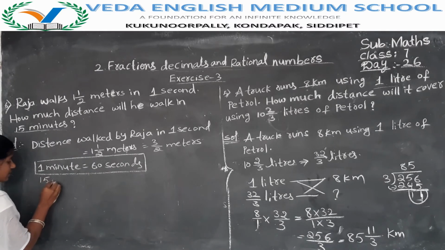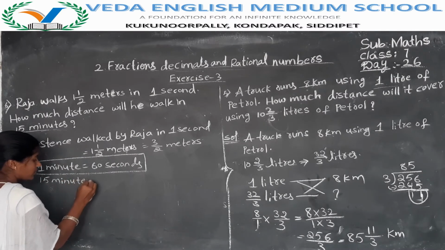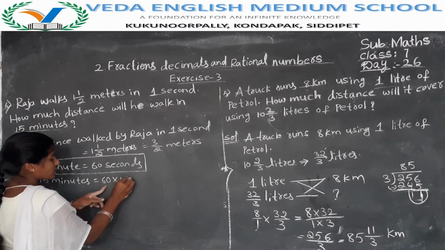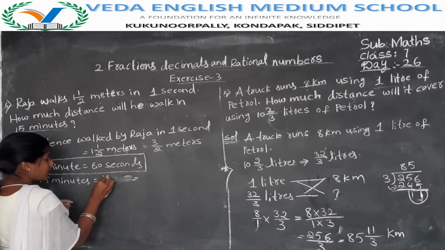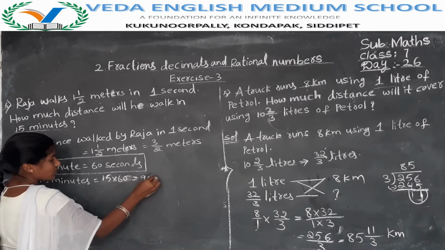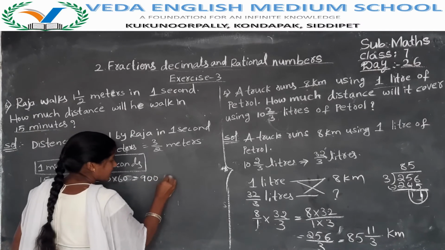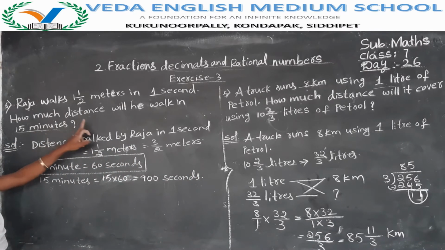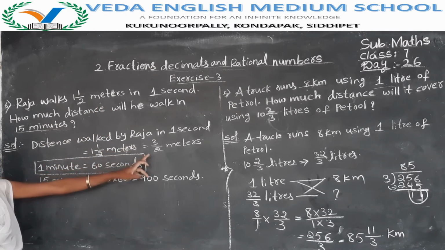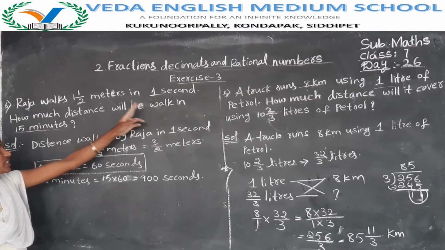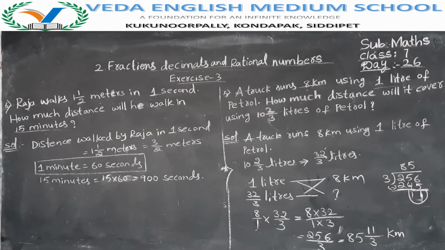Then 15 minutes is equal to 15 into 60, since for 1 minute 60 seconds. 15 6s are 90, here we have 1 0, so write 1 0. Now 15 minutes is equal to 900 seconds. Now the question is, Raja walks in 1 second 3/2 meters, then how much distance will he walk in 900 seconds? Now it is also in seconds, then we can find the solution.